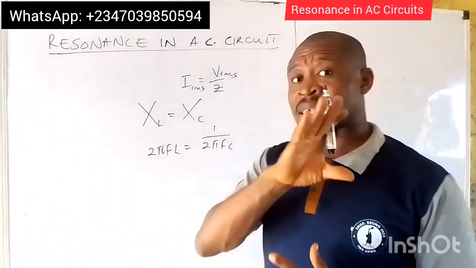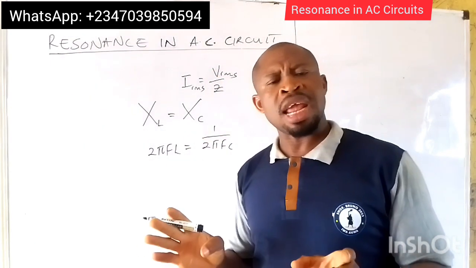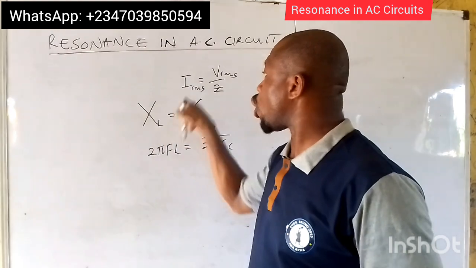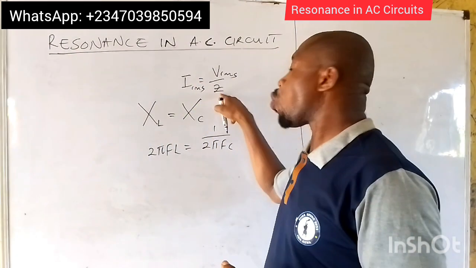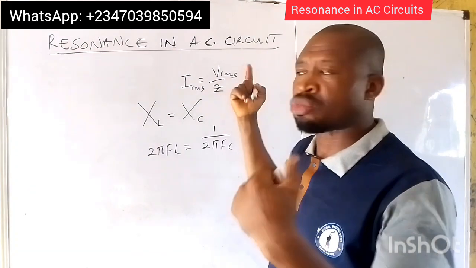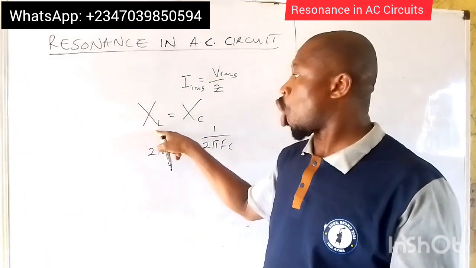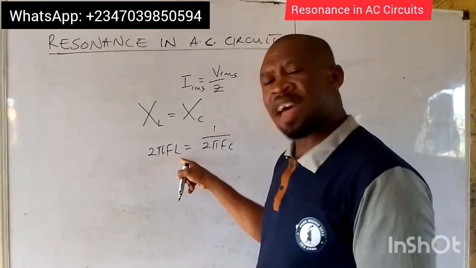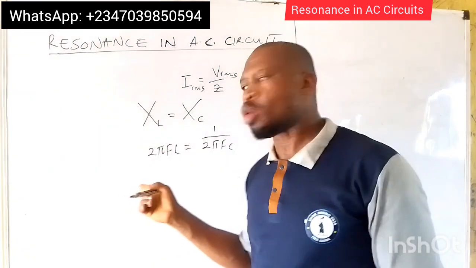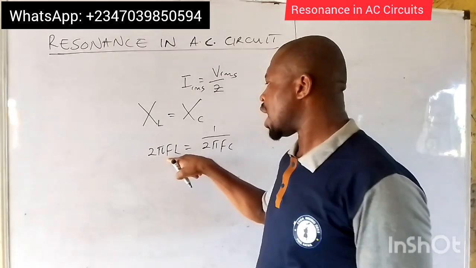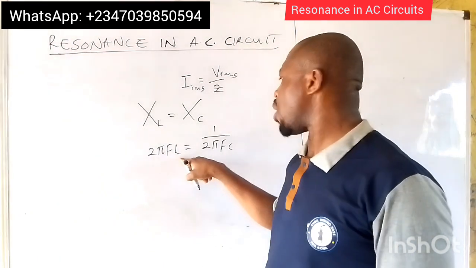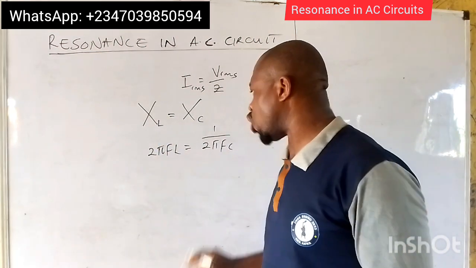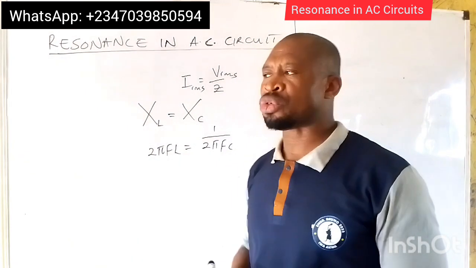So, having said these three definitions, in any exam, please feel free to supply any of these answers. The first one, when the maximum current is obtained from such a circuit, or when the minimum impedance is obtained from such a circuit, or resonance occurs when XL becomes equal to XC, or when 2 pi FL becomes equal to 1 over 2 pi FC. And of course, F is the frequency, L is the inductance, C is the capacitance in the circuit.